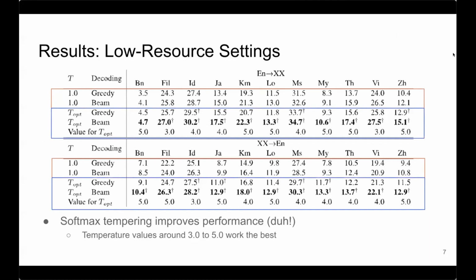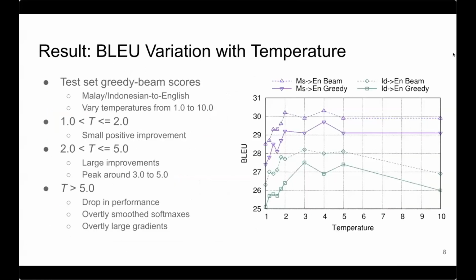And if you look at the optimal temperature, aka the temperature which gave the best possible performance, then these optimal temperatures ranged in the values between 3 to 5. This means that making the softmax very smooth using high temperature values during training is very beneficial for low resource settings. And you can see in most cases, the performance improvements are up to 2 BLEU points, which is statistically significant. Now let's look at what happens to the BLEU score and its variation with temperature.